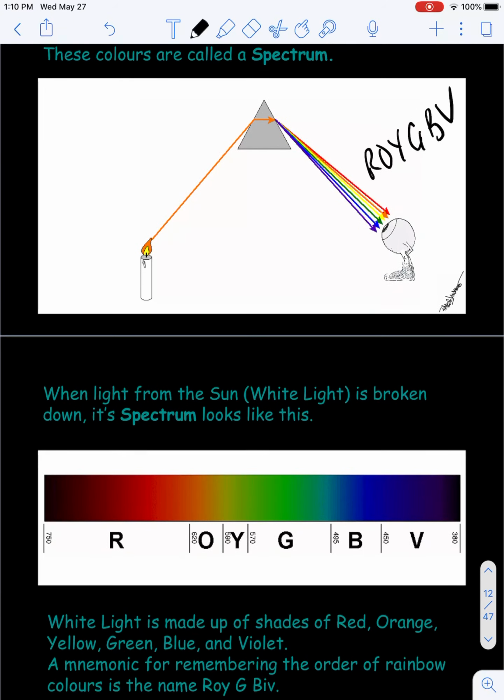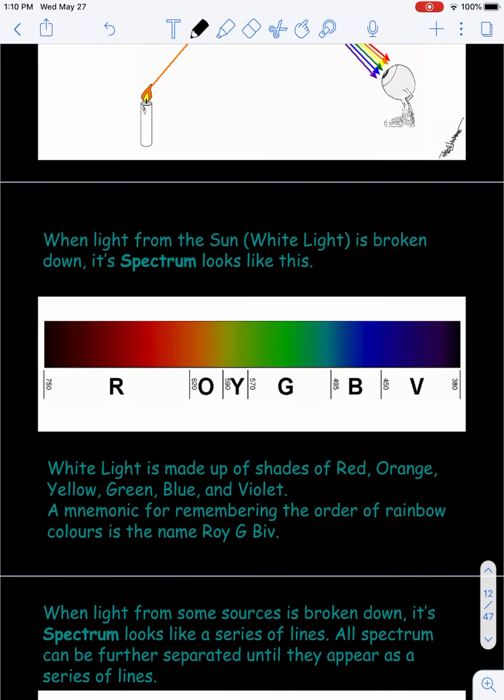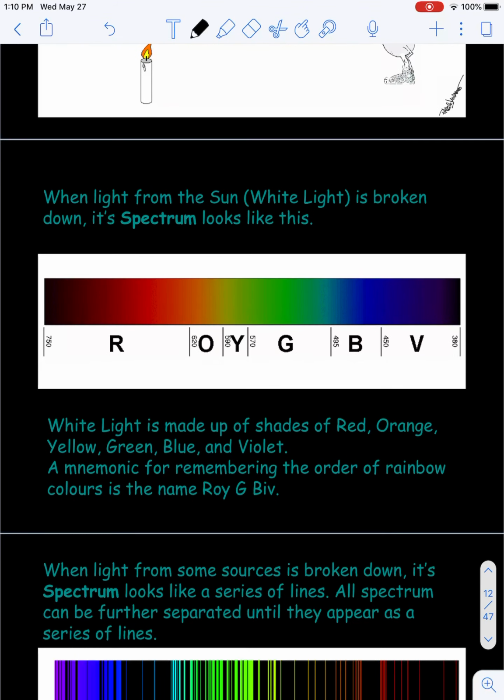When light from the sun, or white light, is broken down, its spectrum looks like this. And there we have ROY G. BIV. Do note, those colors of light are actually energy that we can see. It's the only energy we can see. Infrared, before red, in this direction on the electromagnetic spectrum, we can feel infrared, but we cannot see it.